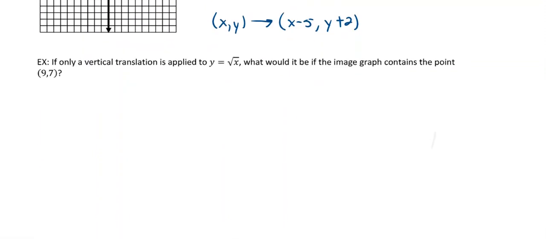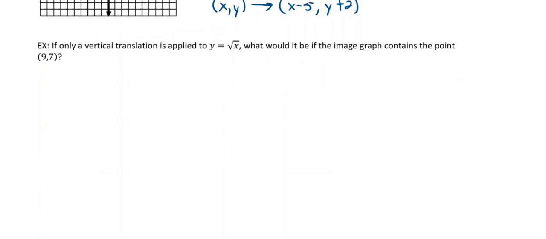All right, last one for this lesson anyway. If only a vertical translation is applied to y is equal to the square root of x, or, just over here, y is equal to f of x, so it looks more like our equation here. So y is equal to the square root of x. What would the equation be if the image graph contains the point (9, 7)?